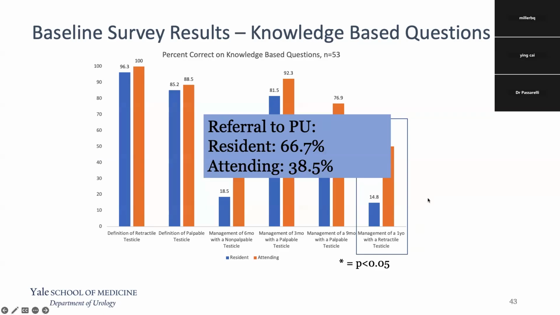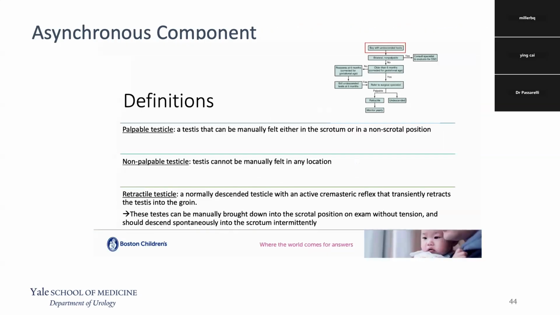About two-thirds of residents felt that they should refer to a pediatric urologist for management, and that was true for about 40% of attendings as well. After completing the survey, learners watched a video on the guidelines and physical exams.